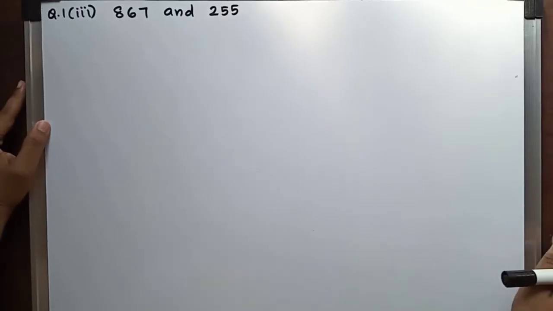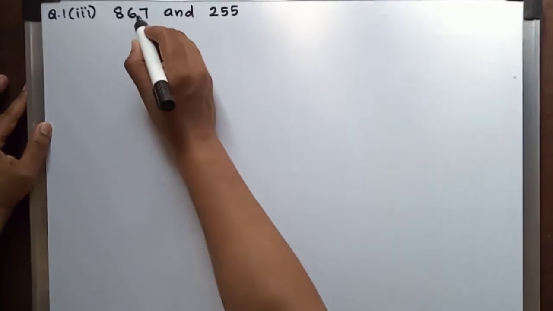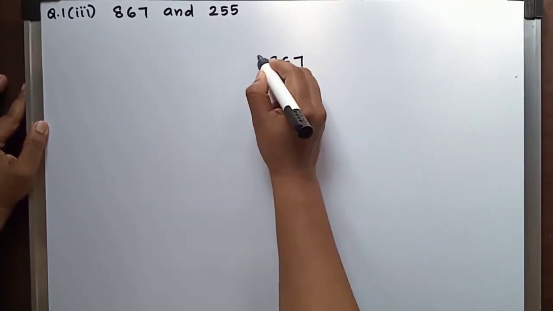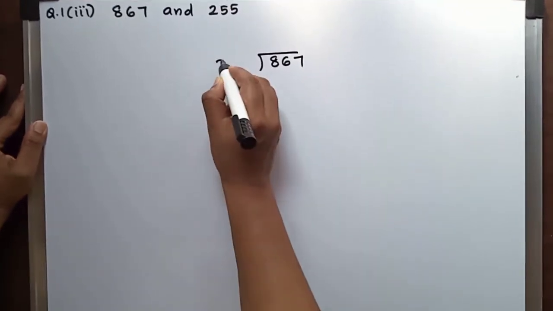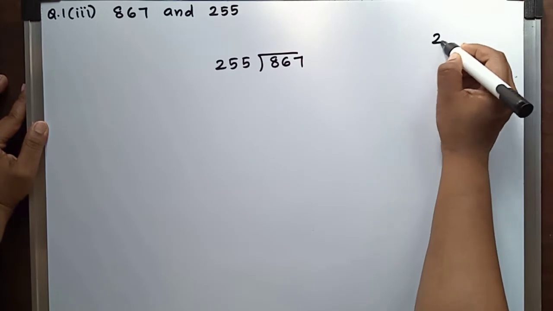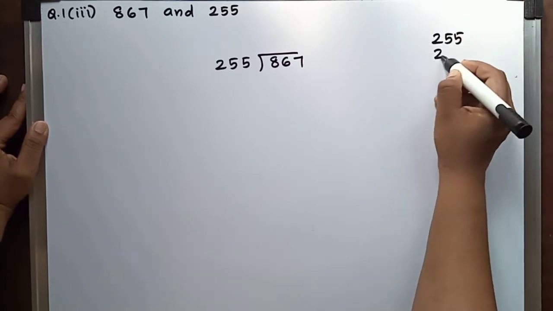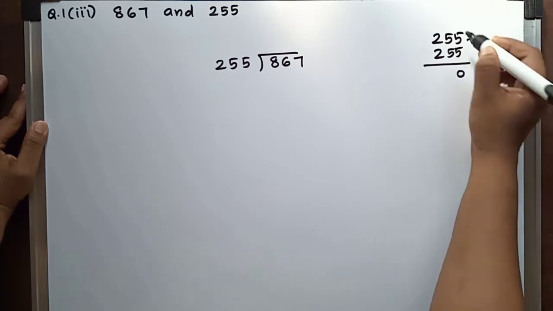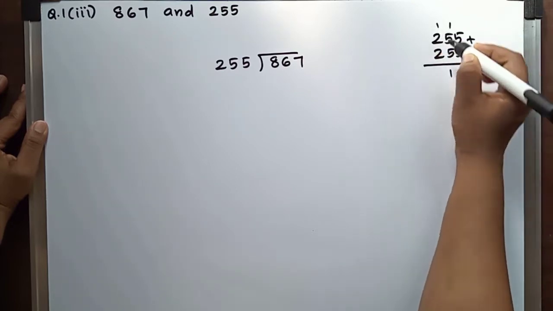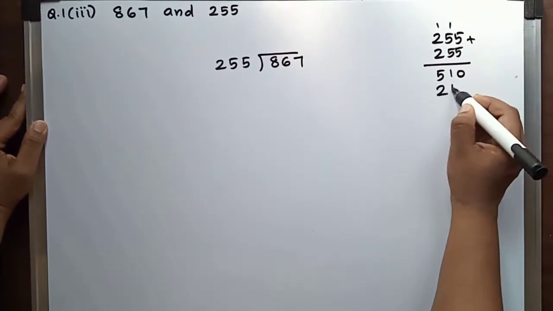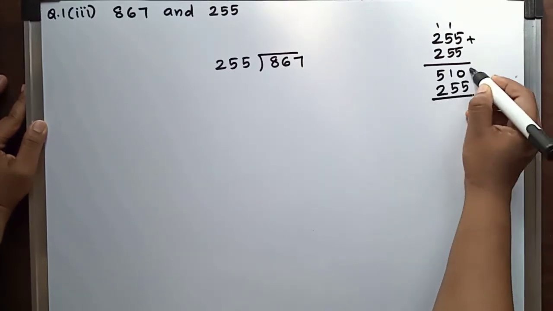This is the third part of the first question. Here the biggest number is 867. We have to divide it by the smallest one, 255. Now 255 plus 255, that means 255 into 2, is 510. Again I am going to add 255 here.